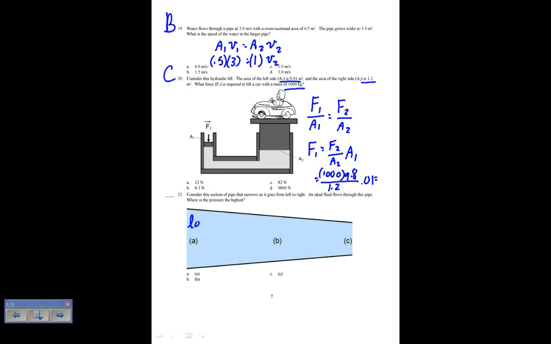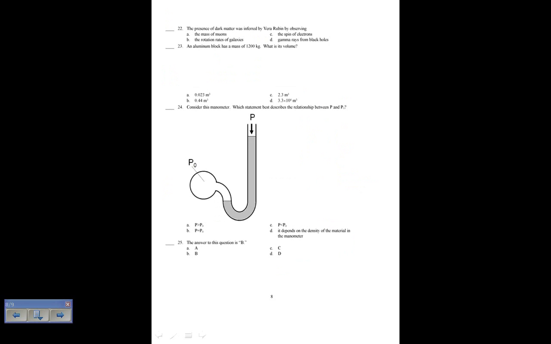Consider this section of pipe where it narrows, it goes from left to right. An ideal fluid flows through this pipe. Where's the pressure the highest? Well, we have a low V here and high V here. So that means we have high pressure here and a low pressure here, according to Bernoulli's equation. So number 21 is A.